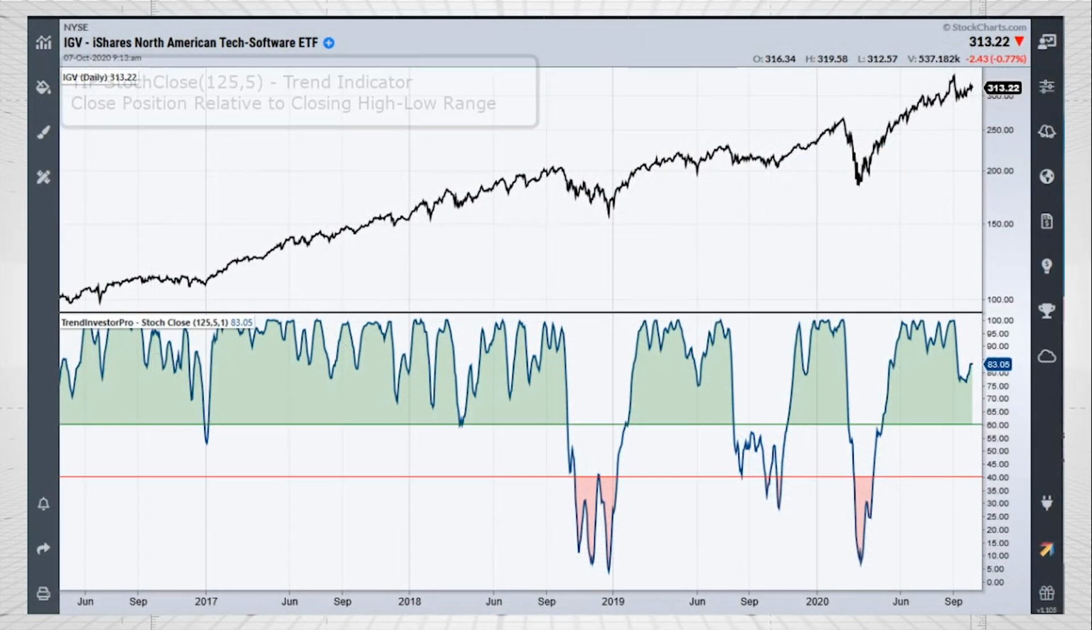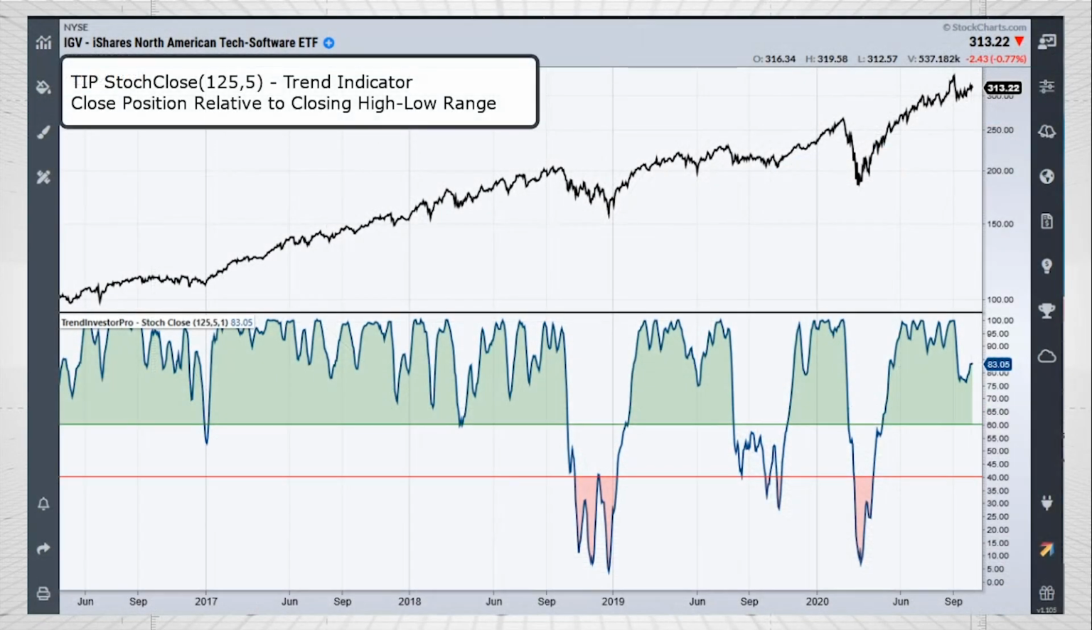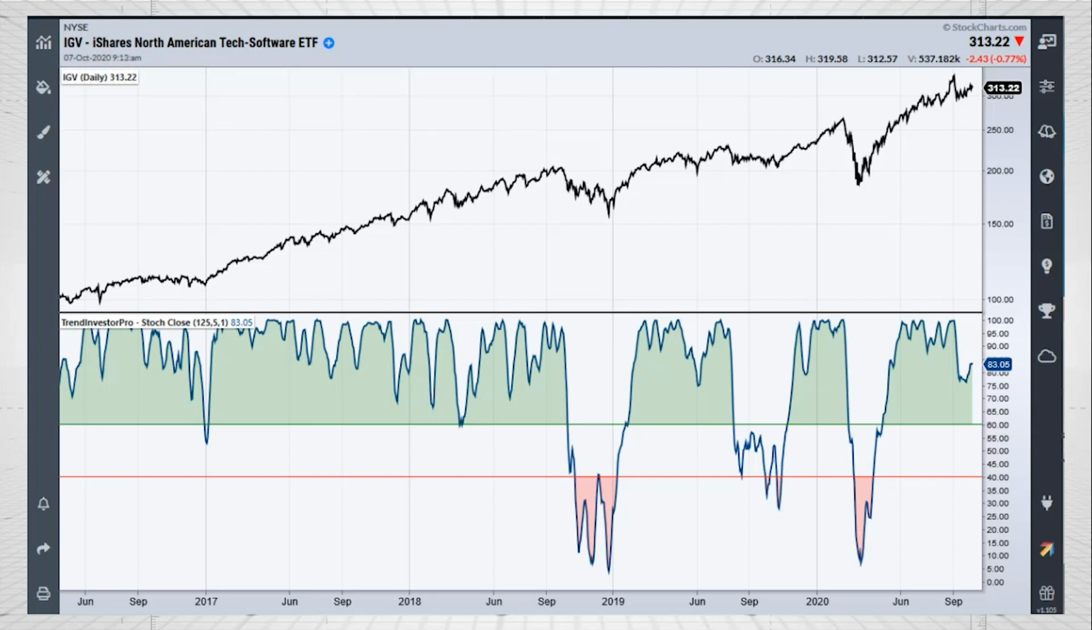The next indicator is the StochClose, and this is a trend indicator. The stochastic oscillator measures the position of the close relative to the high-low range. And I call it StochClose because I'm only using closing prices. So it's the level of the close relative to the high-low range, closing prices only, over the last 125 days. And I smooth it with a 5-period moving average.